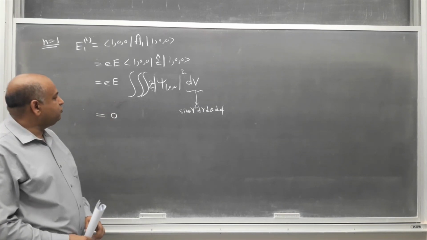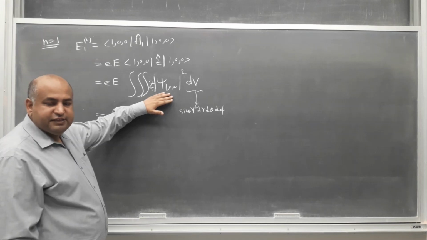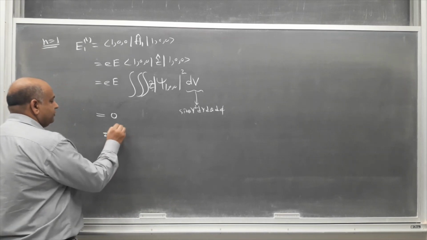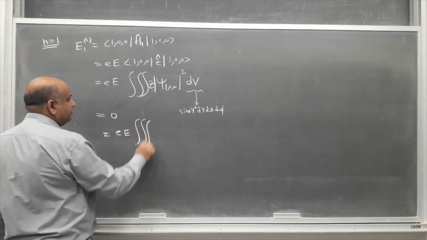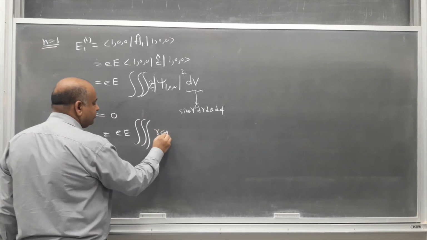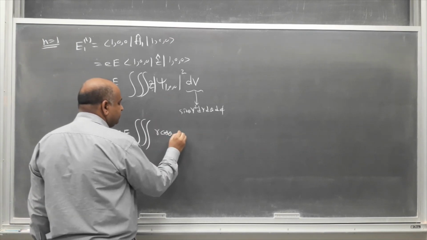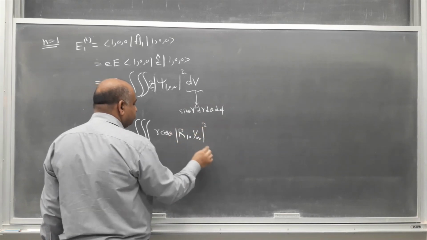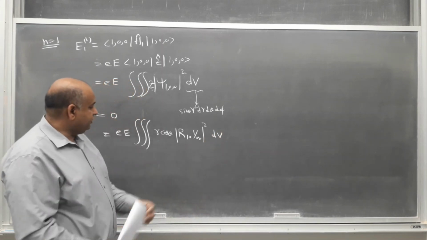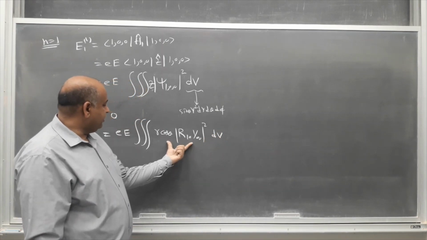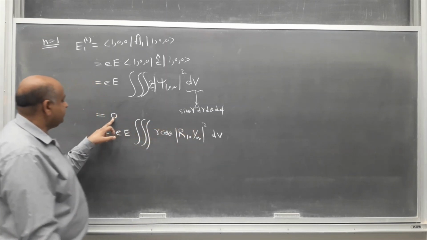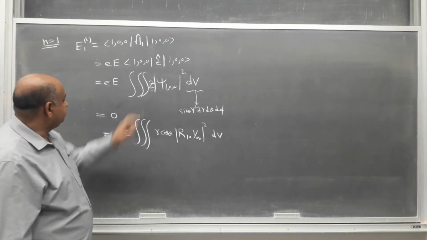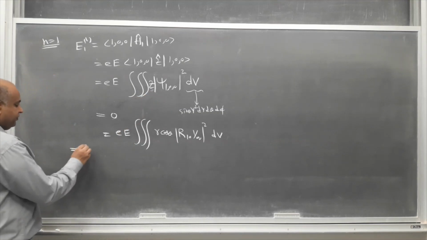If you want, you can do this integration explicitly as well, because you can substitute r cos theta for z, and psi 100 is nothing but R10 Y00, mod squared, with the volume element dV, and these are simple functions. You substitute them here, you perform the integration, and you will still see that it is 0, if you don't want to argue from the oddness of this function.